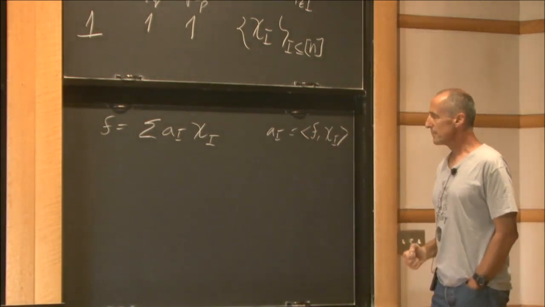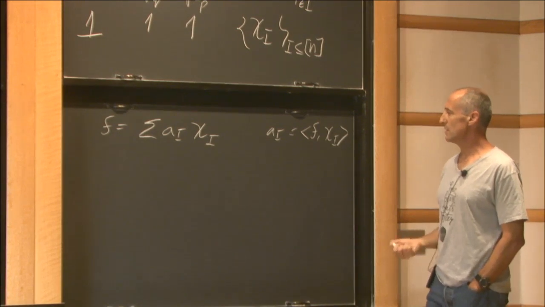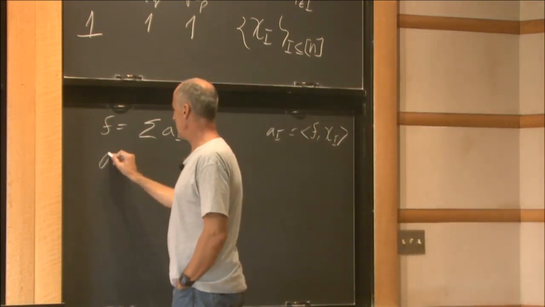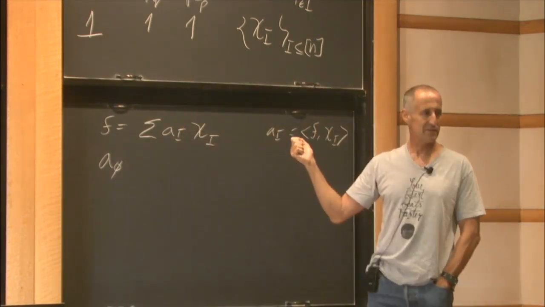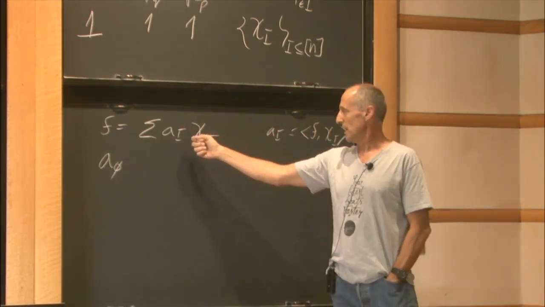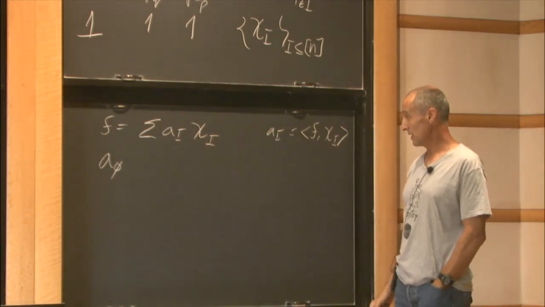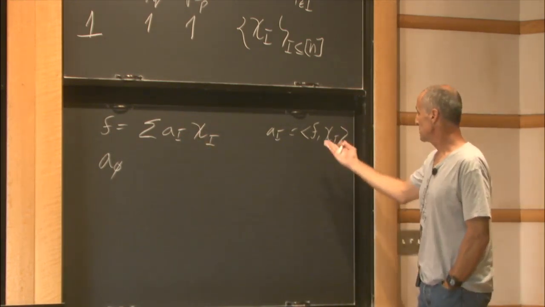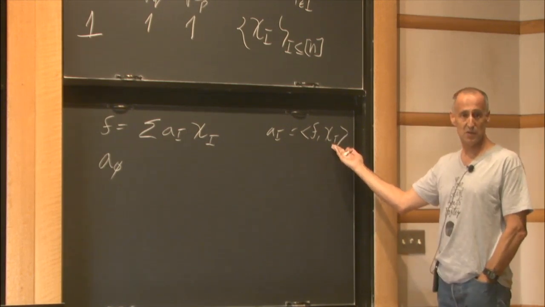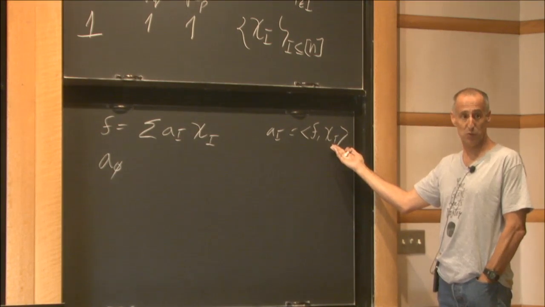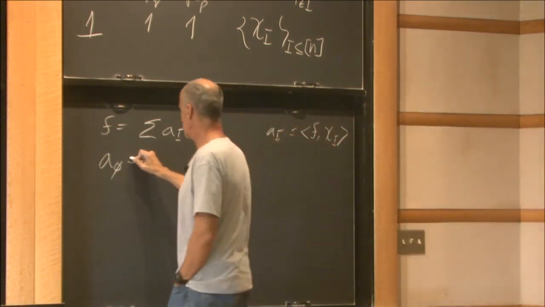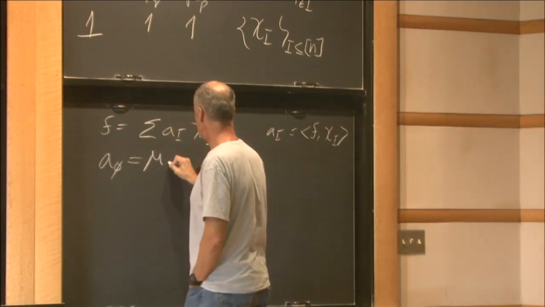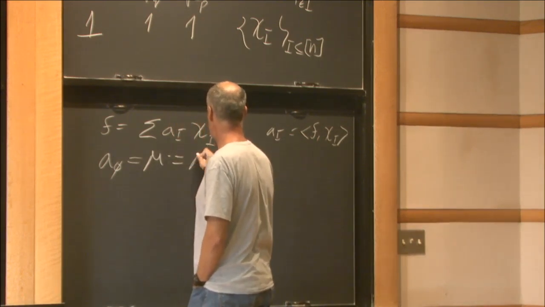Now let's see some things. First of all, what is a empty set? A empty set is the coefficient of the one function in this expansion. So take f inner product with 1. f is the characteristic function of the family A. What do we get? The measure of A. Mu is going to denote the measure of A.